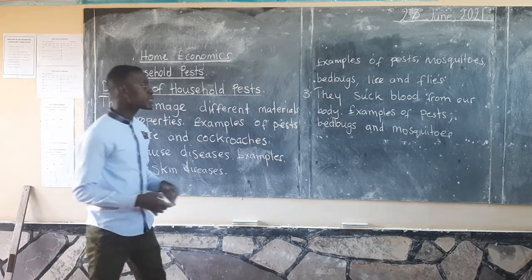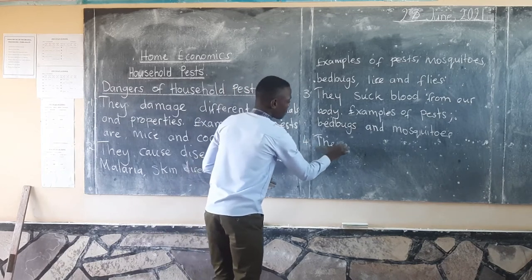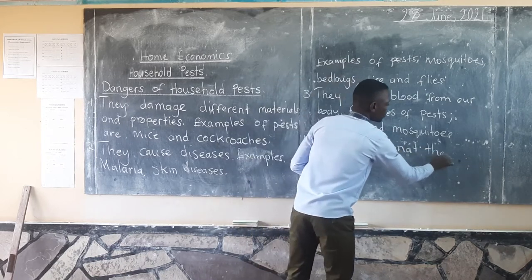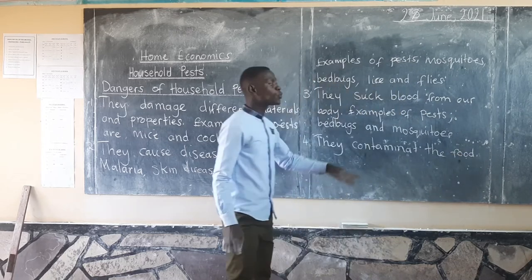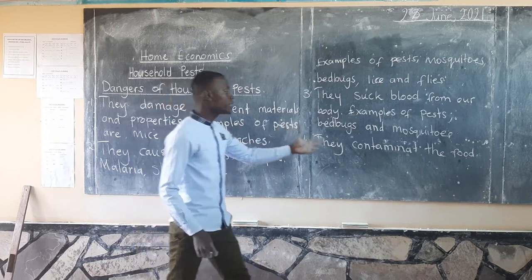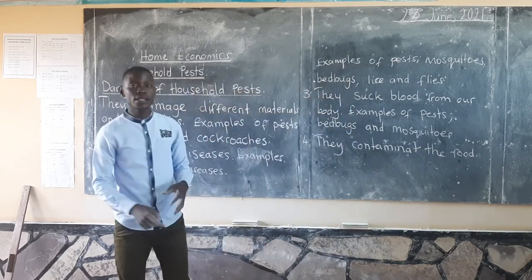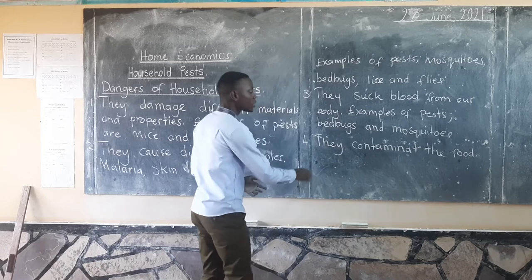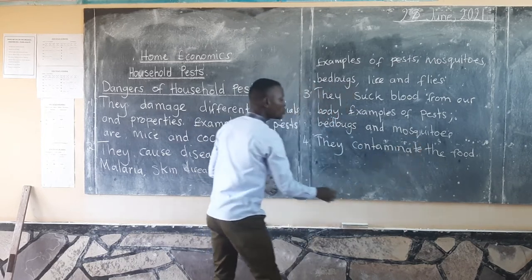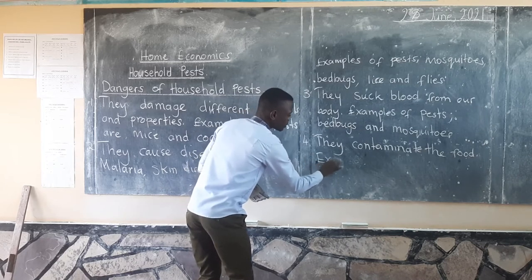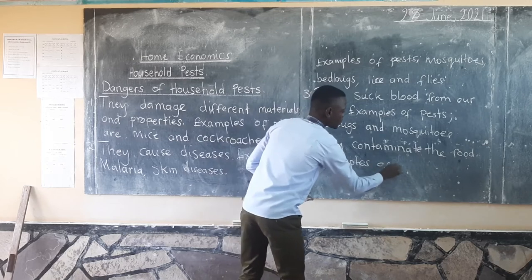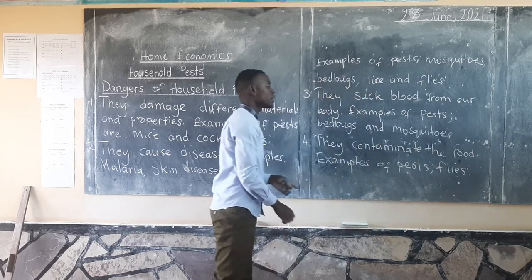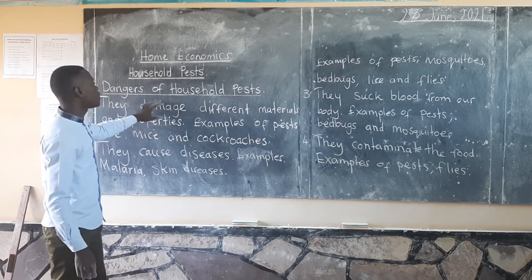The fourth one, we may say they contaminate the food. And once some of the household pests contaminate your food, what will come into existence in your body, you have different diseases. We have examples of pests that contaminate the food. We have flies. So these are some of the dangers of household pests.